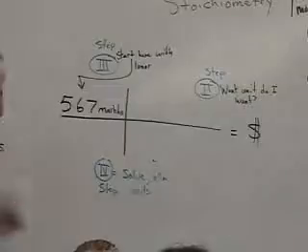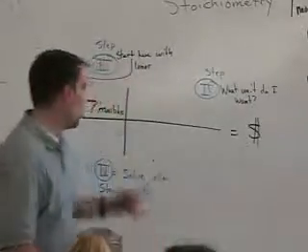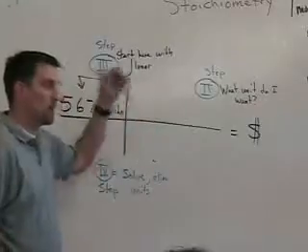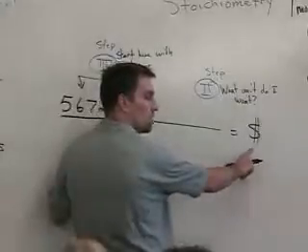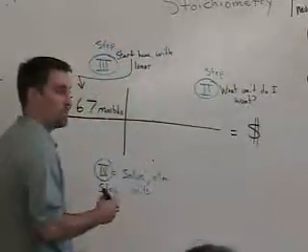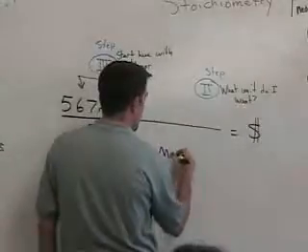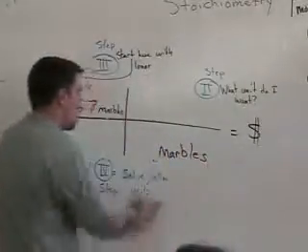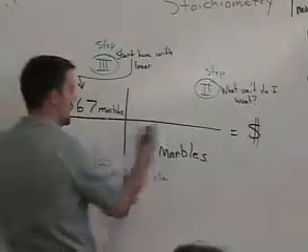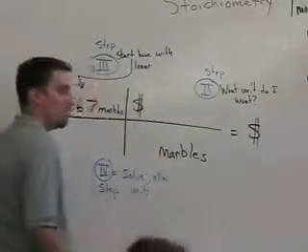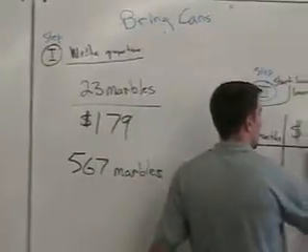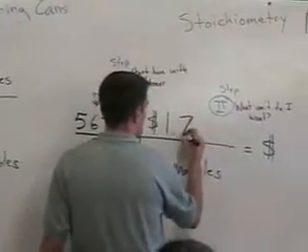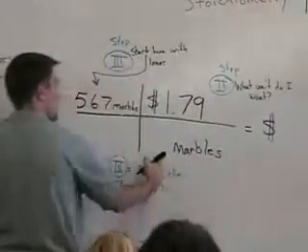Now, I always ask myself the following questions so I know which way this goes. And I say, self, are marbles in the answer? No. So I know marbles goes where? The bottom. So then what must I have in the top? Money. And I search my proportions. Do I have a money and marble? I sure do. How much money? 79. How many marbles? 23.